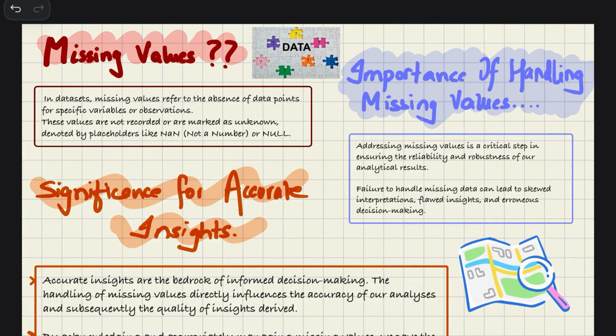If you have a look at real databases, you will find empty cells everywhere, and they are denoted by NaN, which means not a number, or null, right? And if ignored, they ruin everything. Addressing the missing values in our dataset is a very important step to ensure that our results are reliable. If we don't handle these missing values, it can lead to flawed insights and erroneous decision making, which is not what any organization expects, right?